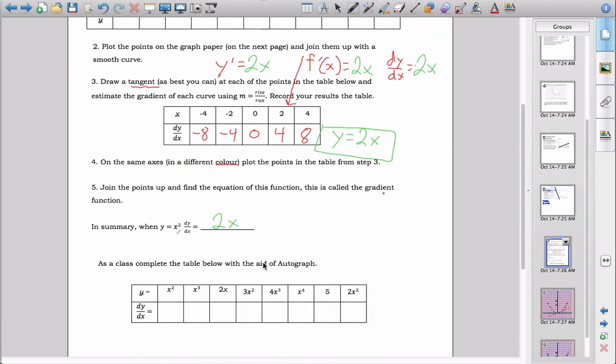You can do the same thing with these other functions. You can graph them on Autograph, and you're going to see a pattern here. For this one the derivative is 2x. For this one you're going to get 3x squared. For this one, you're going to get 2. For this one, 6x. And this one, 12x squared. This one is 4x cubed. This one, you will get 0. And for this one, you'll get 10x to the power 4.